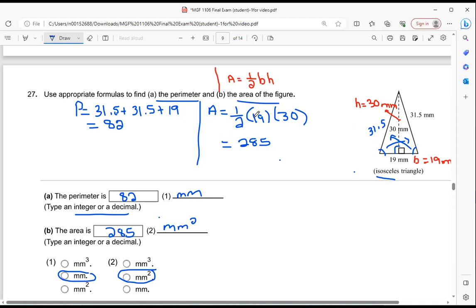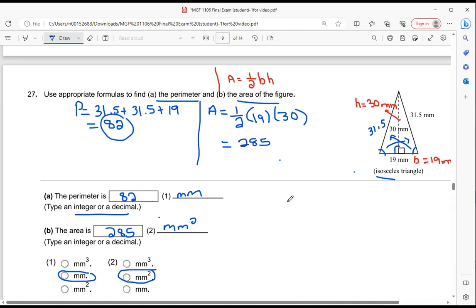To find the perimeter, we add all 3 of these sides together, 31.5 plus 31.5 plus the 19, and that gives us 82 as our perimeter. For perimeter, our units would be millimeters.